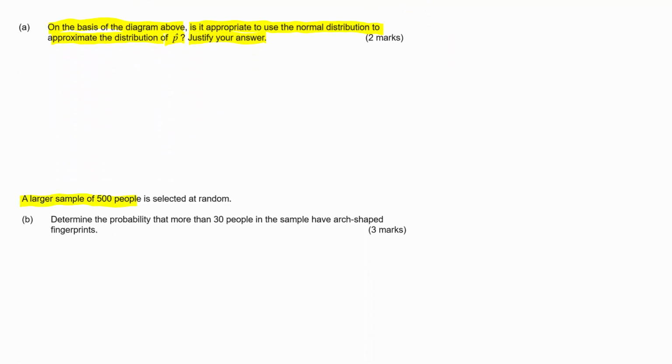A larger sample of 500 people is selected at random. Determine the probability that more than 30 people in the sample have arch-shaped fingerprints.